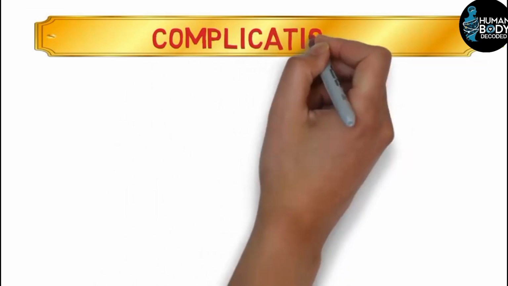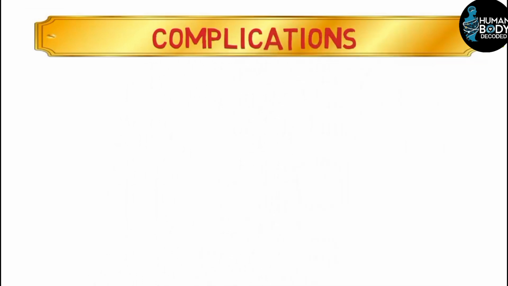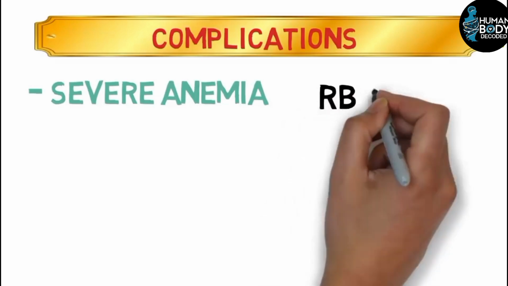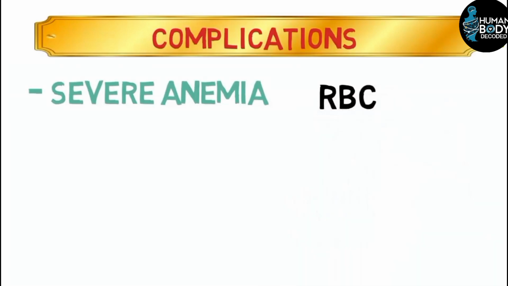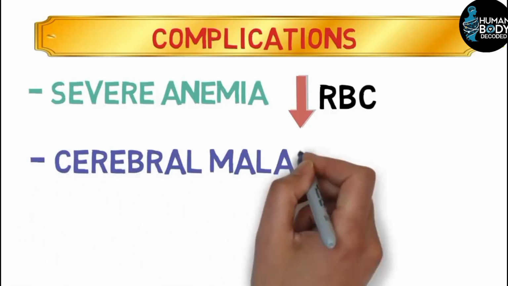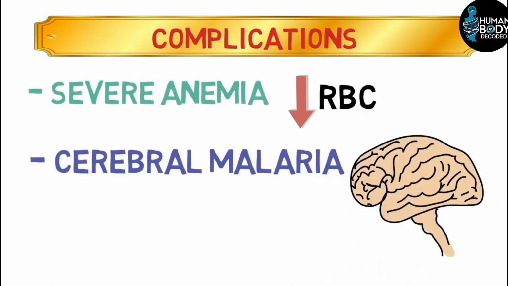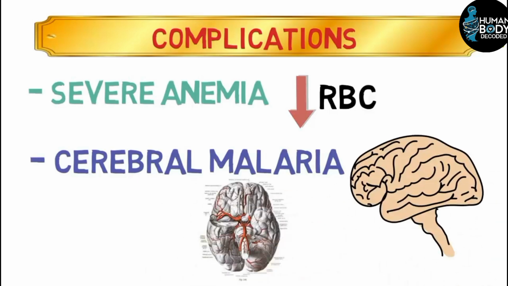Complications of malaria. What are the major complications that can arise from malaria? Severe anemia. Malaria destroys red blood cells, RBCs, which leads to anemia, a condition where the blood has fewer RBCs than normal. Cerebral malaria. This is a severe form of malaria that affects the brain. The parasite causes blood vessels in the brain to become blocked, leading to serious complications.